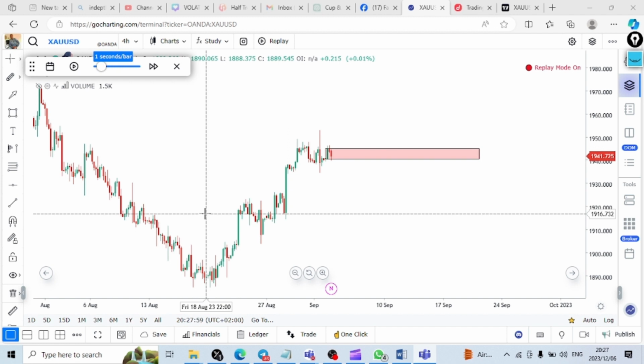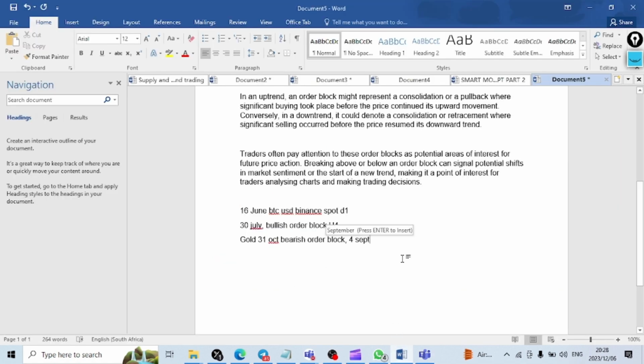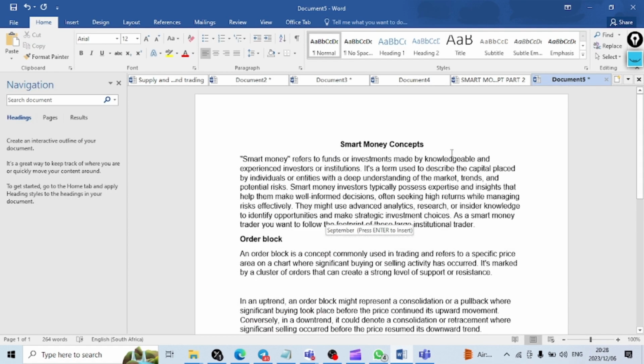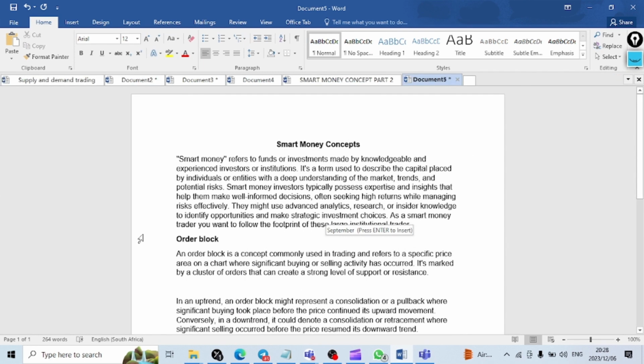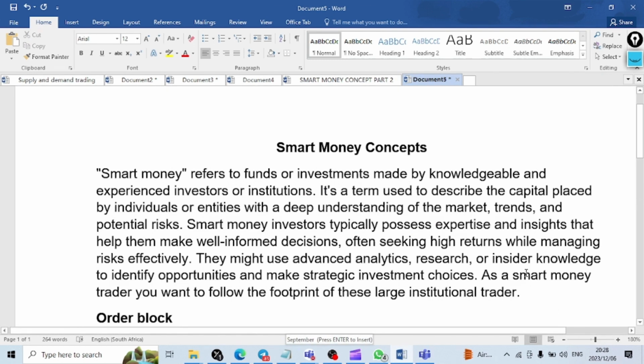So today we'll be talking about smart money concept. This information is information that you can Google. You can go on Google and easily get it. Let's just go through the standard definitions so that you understand what we will be talking about.